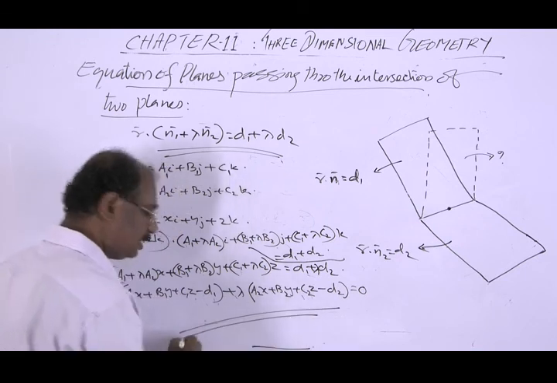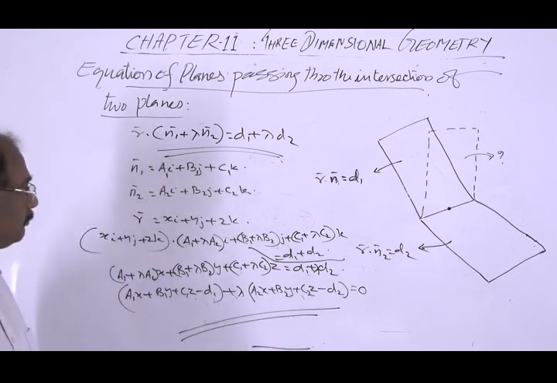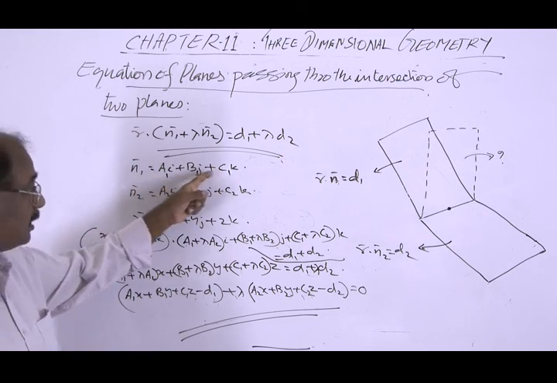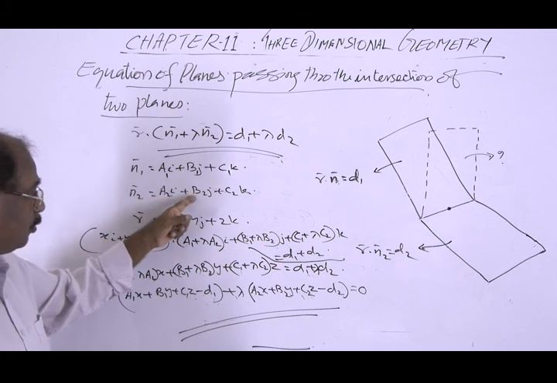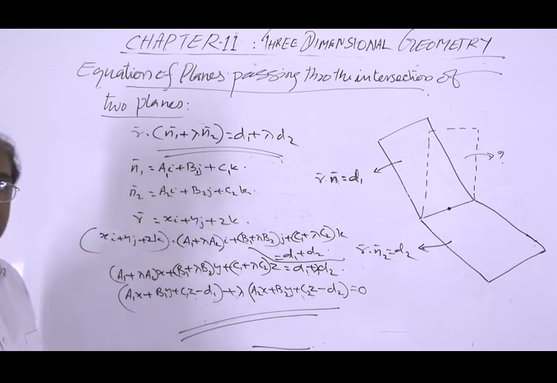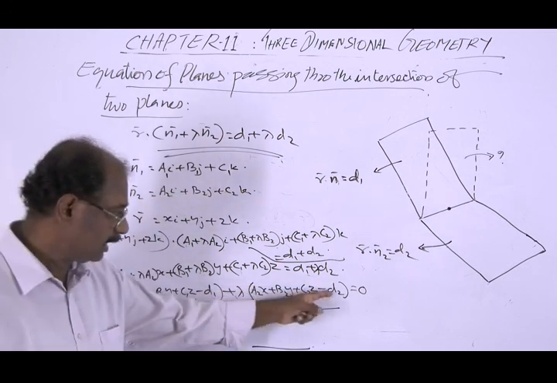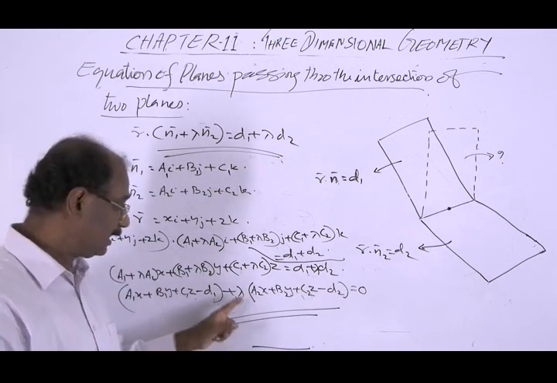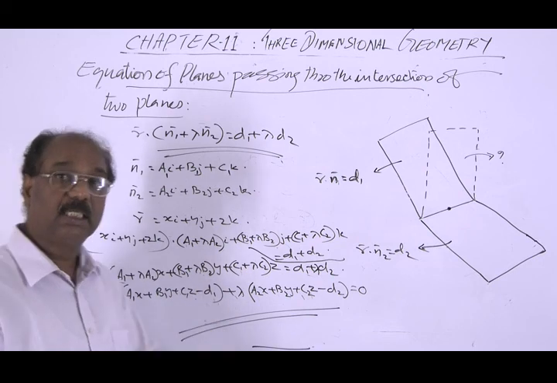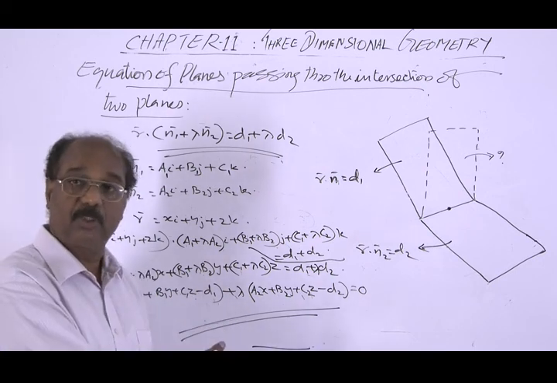So this is the required equation: a1 x plus b1 y plus c1 z minus d1 plus lambda into (a2 x plus b2 y plus c2 z minus d2) equal to 0. This is the required equation in the Cartesian form. So it's very simple to derive.